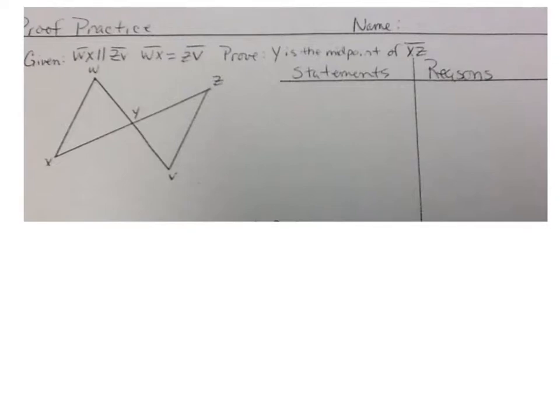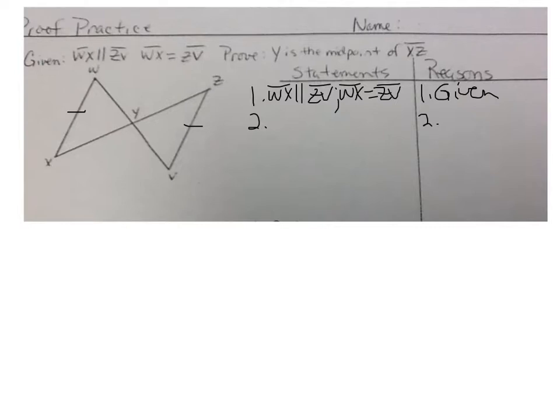The given information, let me quickly write that: WX is parallel to ZV and WX is equal to ZV. So that's cool. Parallel lines give us lots of information. So how can I use that? Well, let me mark my freebie piece of information that WX is equal to ZV.